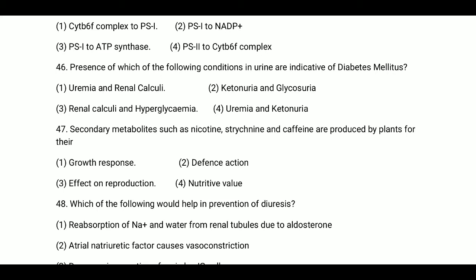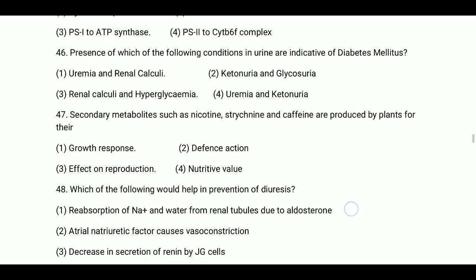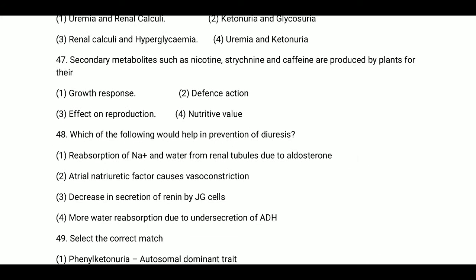Which of the following would help in prevention of diuresis? Reabsorption of sodium and water from renal tubules due to aldosterone, atrial natriuretic factor causes vasoconstriction, decrease in secretion of renin by JG cells, more water reabsorption due to undersecretion of ADH. Which is the correct option? First option, that is reabsorption of sodium and water from renal tubules due to aldosterone, prevents diuresis.